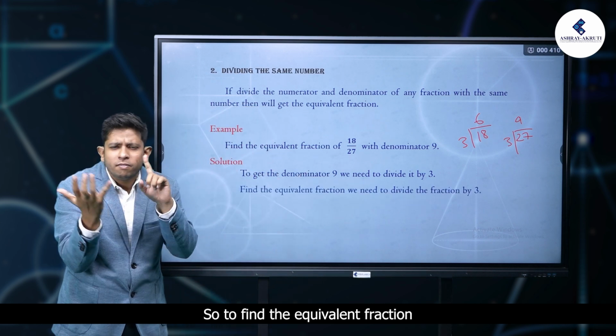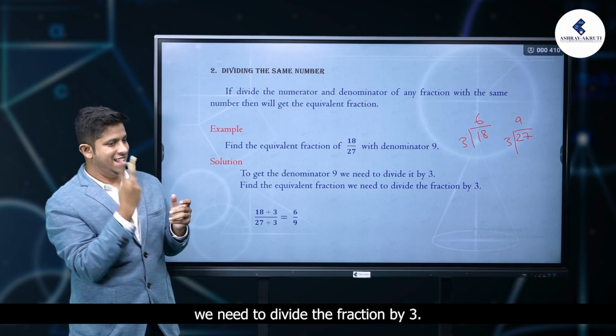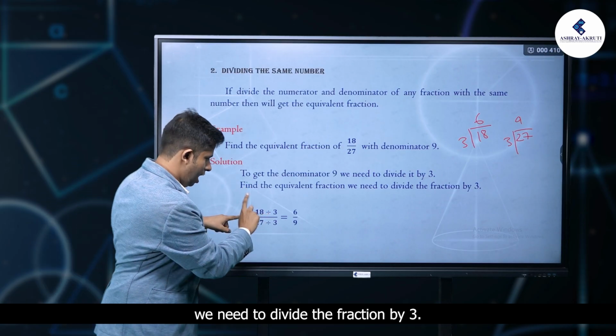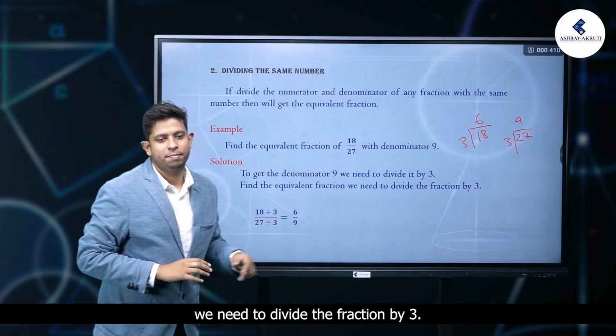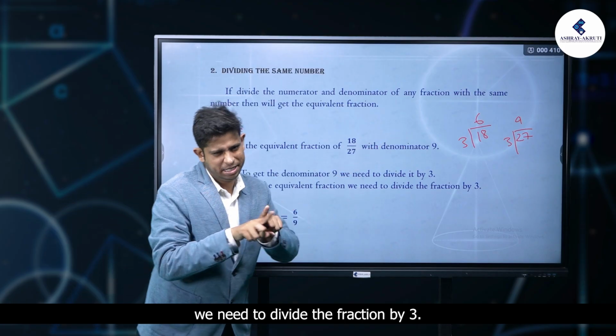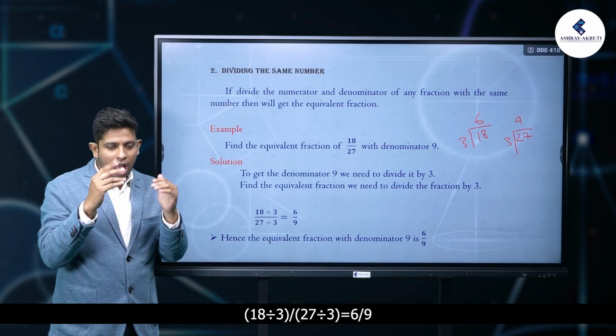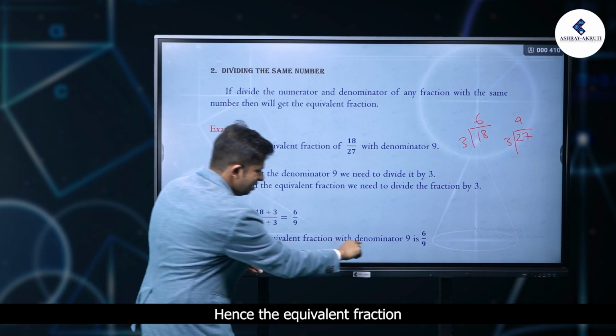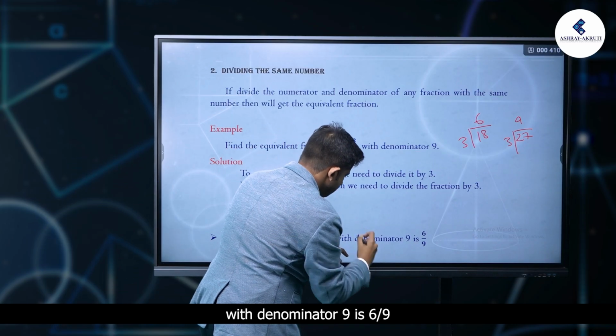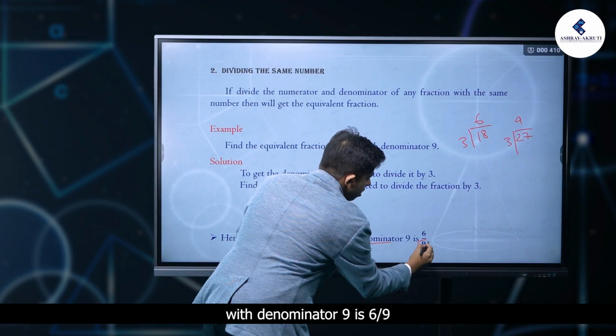So to find the equivalent fraction, we need to divide the numerator and denominator by 3. 18 divided by 3, 27 divided by 3 is 6 by 9. Hence the equivalent fraction with denominator 9 is 6 by 9.